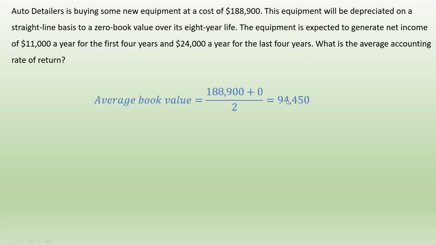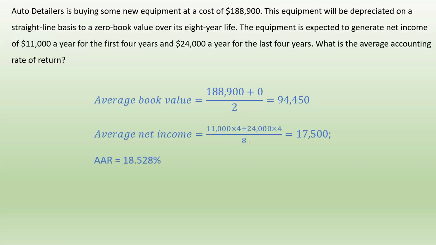So the average book value, we use the shortcut method we learned in the previous slides. It's 94,450. The average net income is calculated this way. The first 4-year net income summation is 11,000 times 4. The next 4 years total net income is 24,000 times 4, and divided by 8. So the average net income is 17,500. The AAR, average accounting return, is 18.528%.